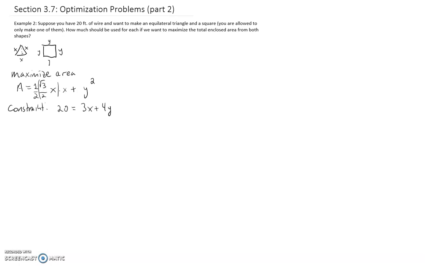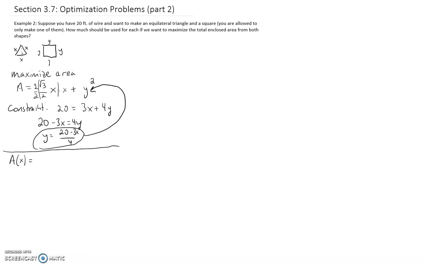Now we use this constraint and we're going to solve for one of the variables. The easier variable I'm going to solve for might be y, so we will solve for y to get 20 minus 3x is equal to 4y, so y is equal to (20 minus 3x) divided by 4. Now we take this and we're going to substitute it into our area formula. So now our area formula is only in terms of x. And so if I multiply this first piece together, I get the square root of 3 over 4 times x squared plus ((20 minus 3x) divided by 4) squared.